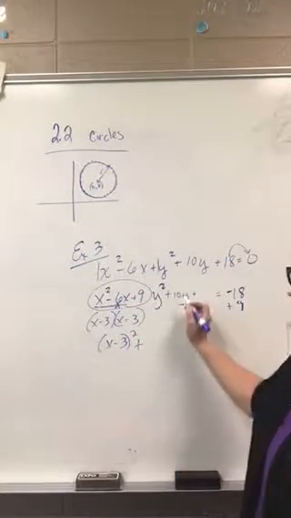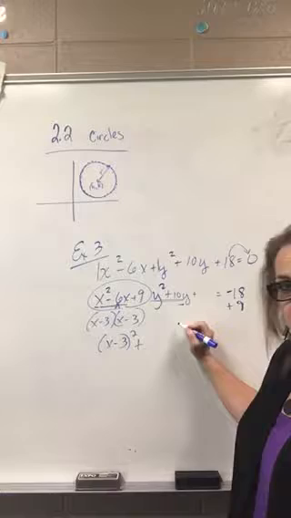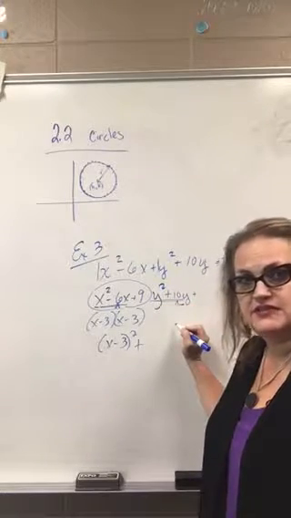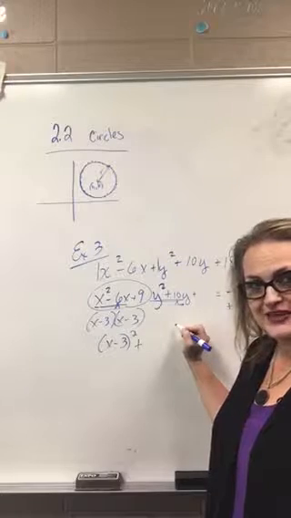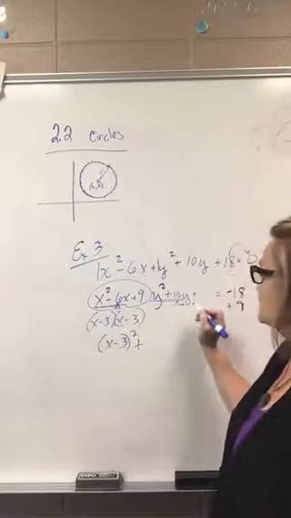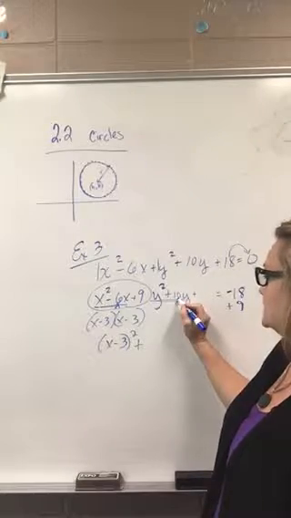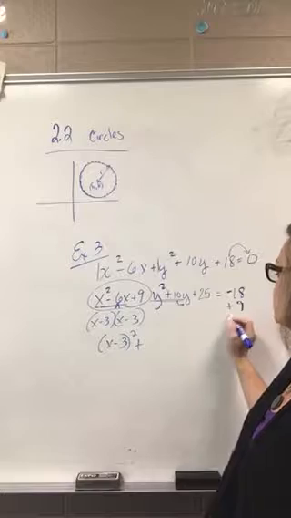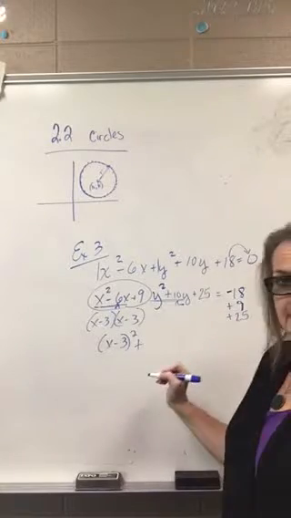Now for the y's, think about this. We're completing the square for this quadratic part. Half of 10, and then square it. So what is half of 10 squared? Okay, so that is going to be our 25. Half of 10 is 5. 5 squared is 25. We add 25, so we've got to add 25 to the other side.